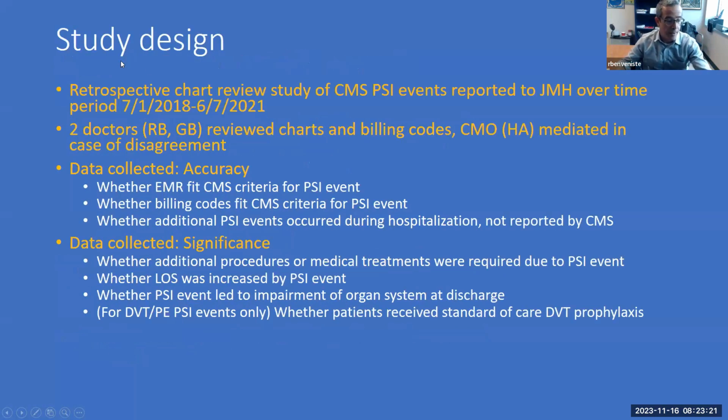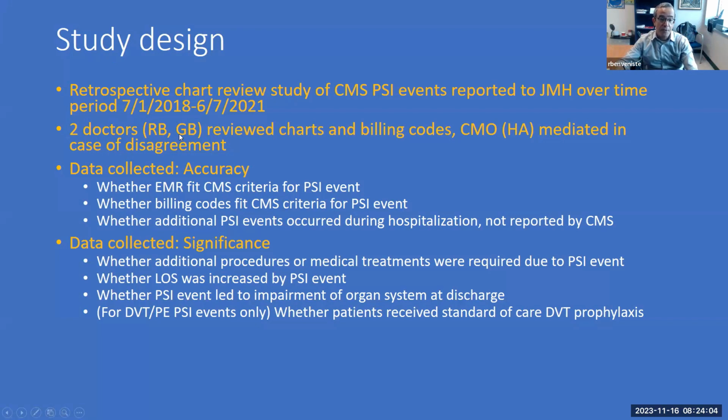So here's our study design. We did a retrospective chart review study of Center for Medicare Services patient safety indicator events that were reported back to Jackson by Medicare over the time period from July 1st, 2018 to June 7th, 2021. We selected that time period because that's the time period during which CMS provided Jackson with this data. So these are not us looking for complications in the billing codes or the chart review. This is what the Center for Medicare Services says happened at Jackson in Medicare patients during that time period.